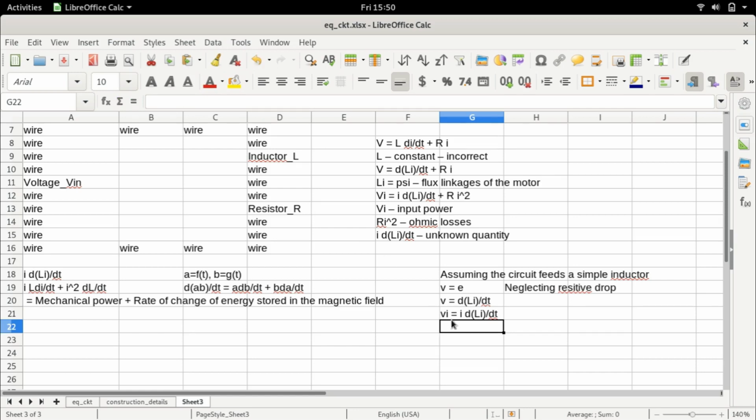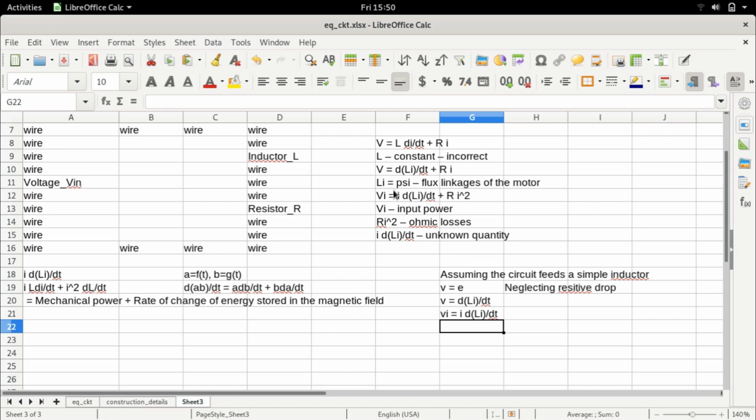So you see, I am multiplying both sides of the equation by the current. So I have V into I on the left hand side, which is the electrical input power. And I have on the right hand side the product of the current and the differential with respect to time of the product of the inductance and the current. Right? So we are somewhere near here again.